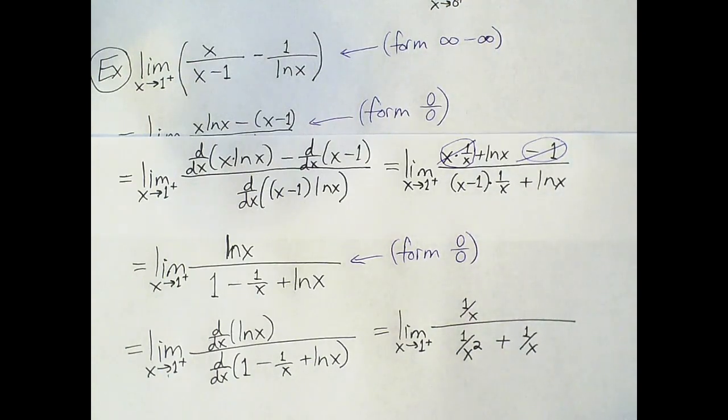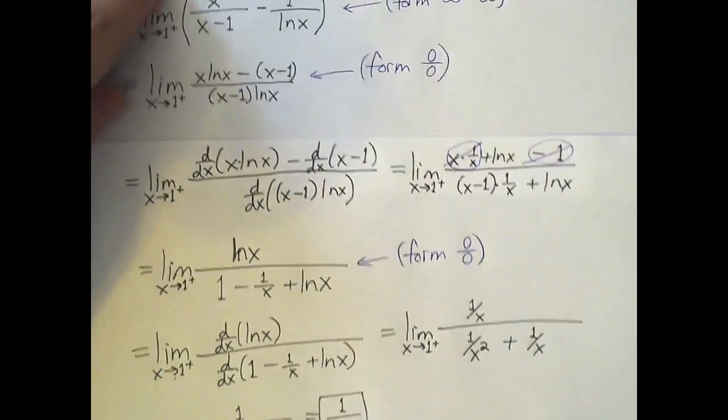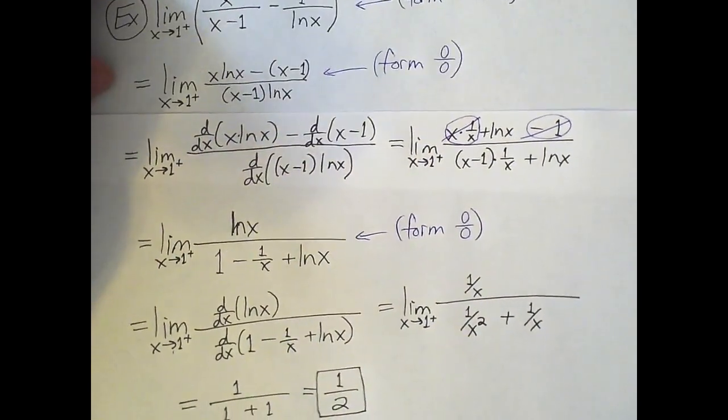Okay, is this an indeterminate form? Well, look at this. X is approaching 1. So if x is approaching 1, numerator approaches 1, denominator approaches 1 plus 1. Yeah, so now we can just say 1 over 1 plus 1. Answer is 1/2. That's the final answer. So here, we'll fit the whole problem on the screen.